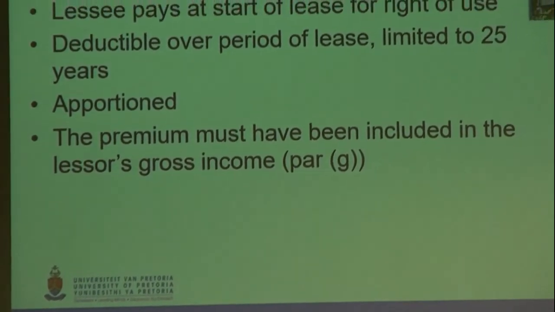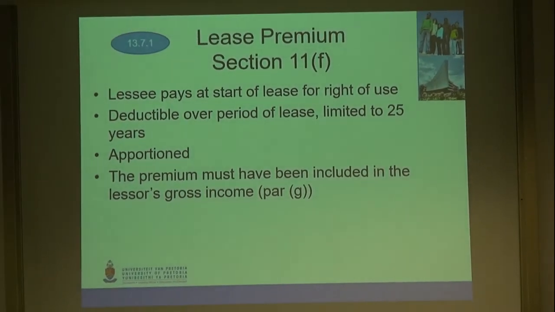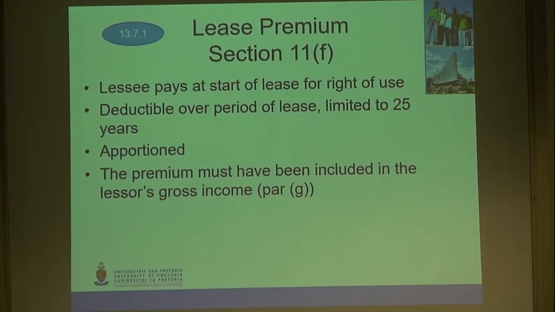Here's a requirement. It says the premium must have been included in the gross income of the lessor for us to get that deduction. So what is SARS saying? I'm happy to give you the minus as long as there was a plus here. Generally speaking, because it's a special inclusion, the lessor would have included it. They would only not have included it if they are some kind of public benefit organization or an entity that does not pay tax. But 99.9% of the time, the lessor would have included it into their gross income, which means the lessee can get it.